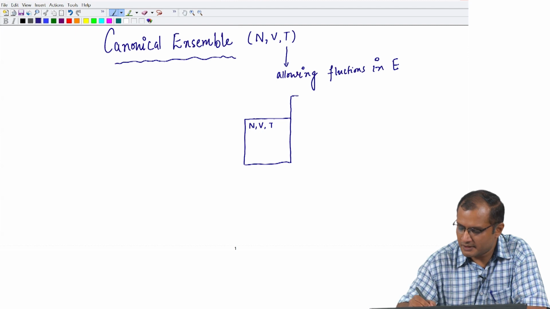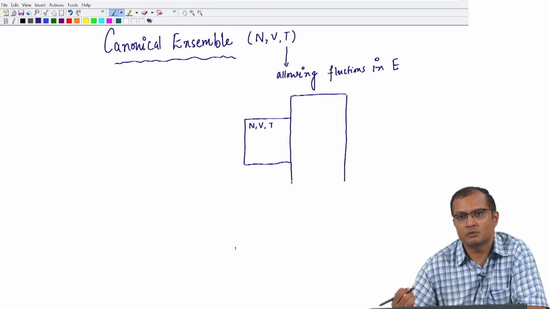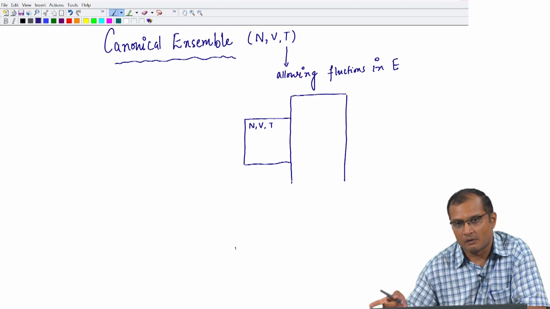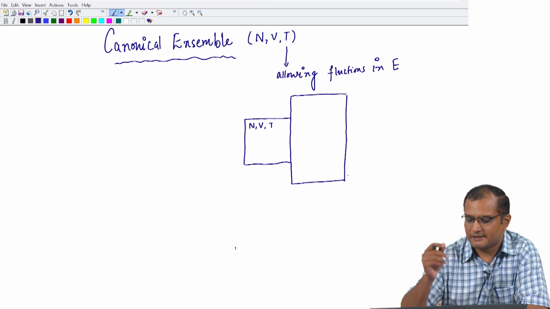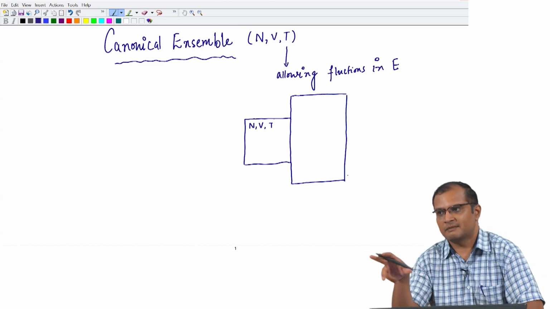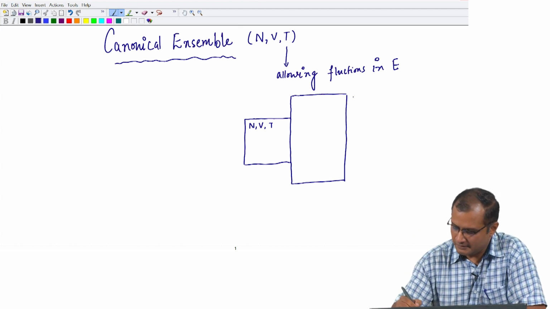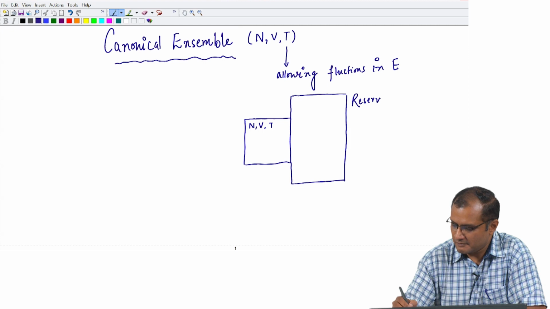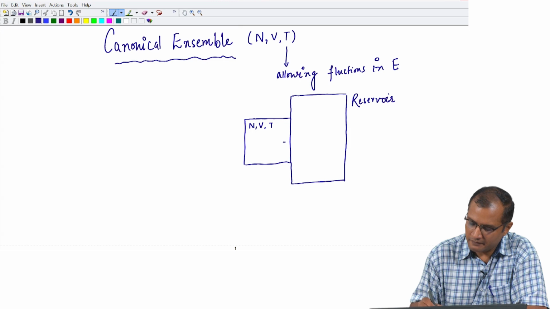and the reservoir is purposefully taken to be much larger than the system, because I want the system to be driven by the reservoir, not the other way around. Otherwise, if you take a reservoir smaller than the system, then the system acts as a reservoir to your thermostat. So, this is my thermal reservoir, and I am allowing for an energy exchange between my system and the reservoir.